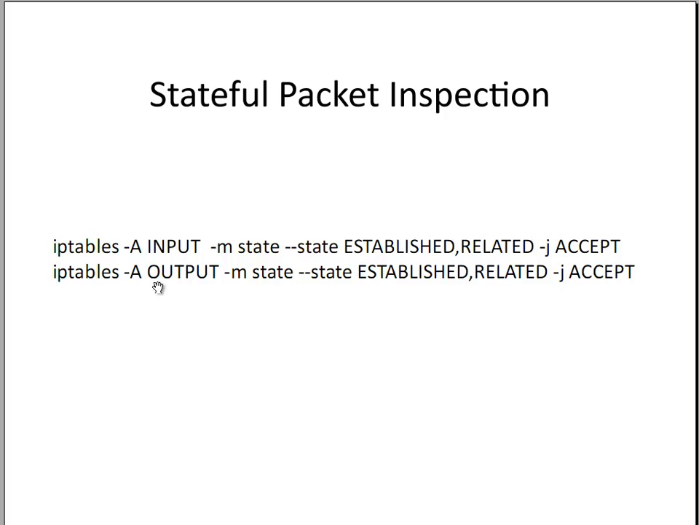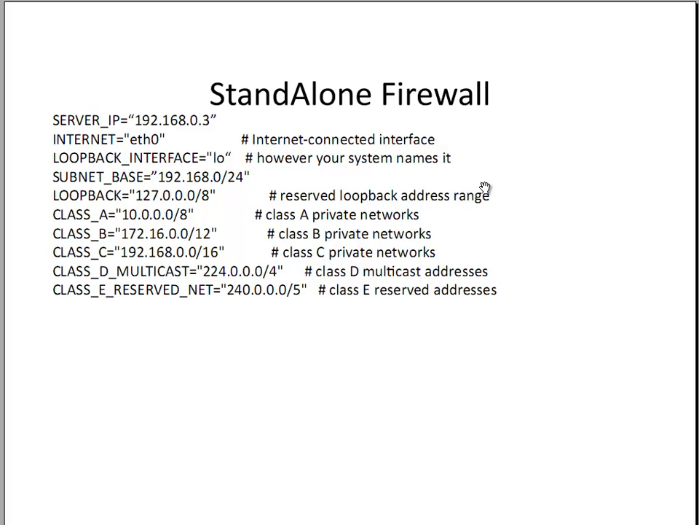So the policy: iptables -A INPUT -m state --state ESTABLISHED,RELATED -j ACCEPT. So anything that's already established, any packet that's part of an established and related connection that's in the stateful table, will be allowed through the network. And of course you'd want the same rule for the output chain, obviously. A simple standalone set of firewall rules.